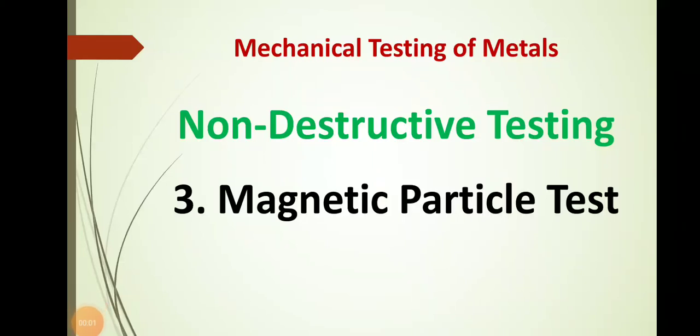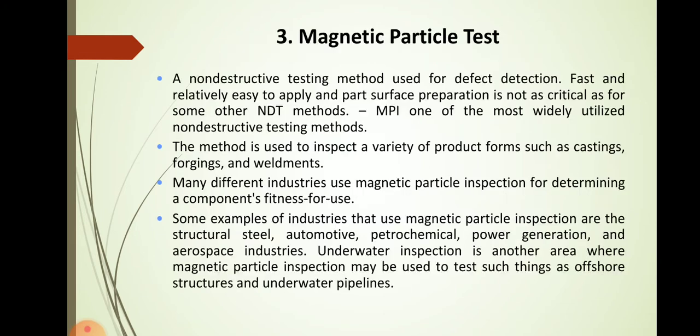Hello students, and welcome you all again to this video lecture series on the chapter mechanical testing of metals. Up till now in non-destructive testing we have seen two types of non-destructive testing methods. First one visual testing and second dye penetrant testing. We have also seen the demonstration of dye penetrant testing. Now the third type of non-destructive testing method we are studying now is a magnetic particle test.